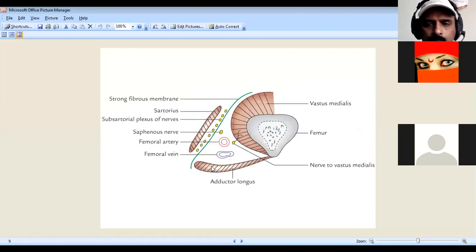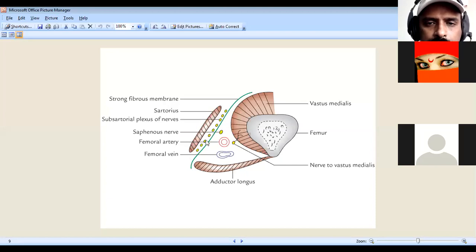So next comes the short note question: the adductor canal. This is the adductor canal, subsartorial canal, or Hunter's canal. The three names are the same, and you have to remember them. Why is it named subsartorial or Hunter's? Because of the sartorius muscle.